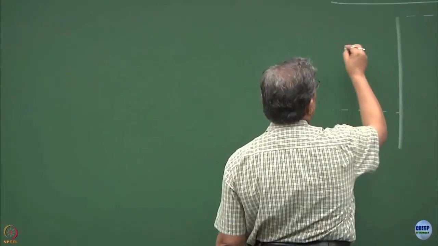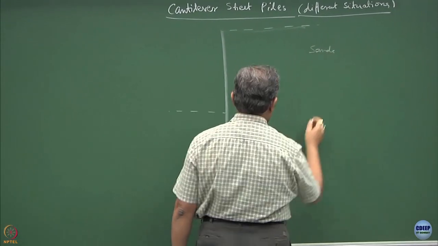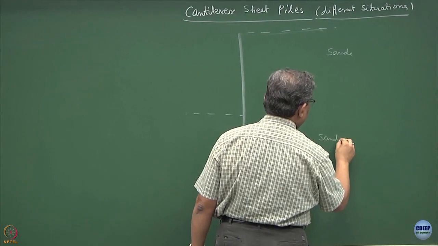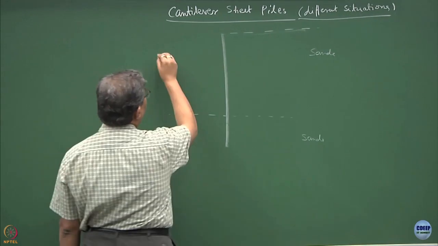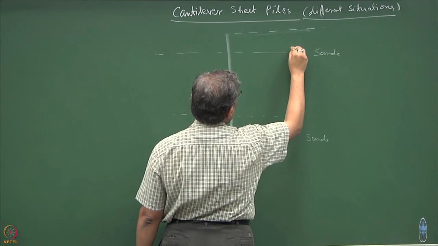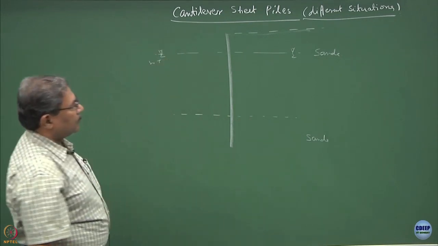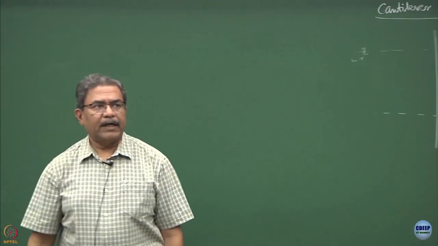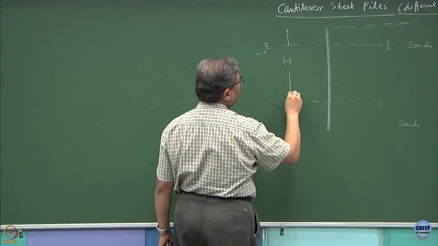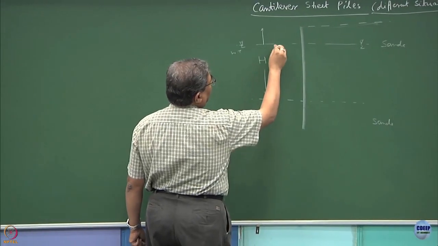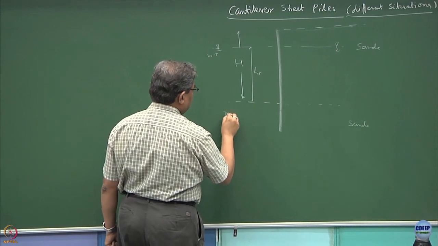So, this is also sand, and this is the foundation layer, this is also sand. And somewhere here you have a water table. Height of the wall is H. Height of the water table is HW, this is D.